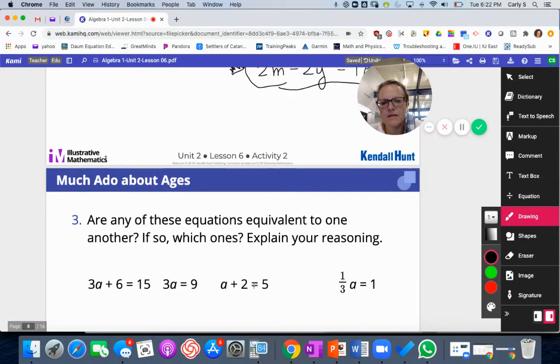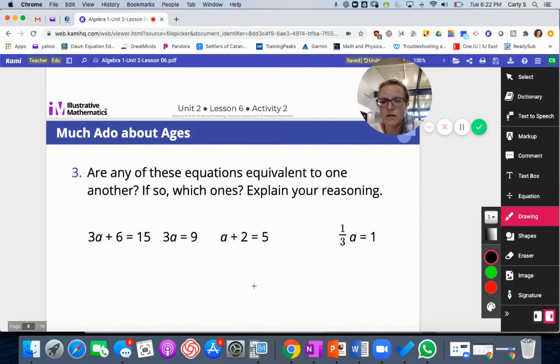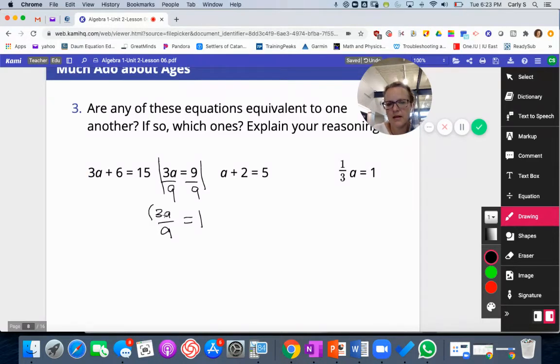Are there any of these equations equivalent to one another? If so, which ones? Let's see. If I take this one and I divide both sides by 9, I get 1 equals 3a over 9. Now that fraction I can actually simplify. It's the same as 1/3 a equals 1, which is the same as this equation.